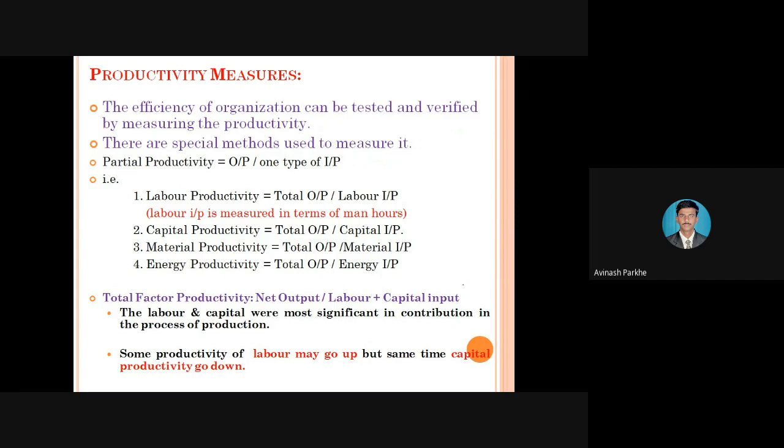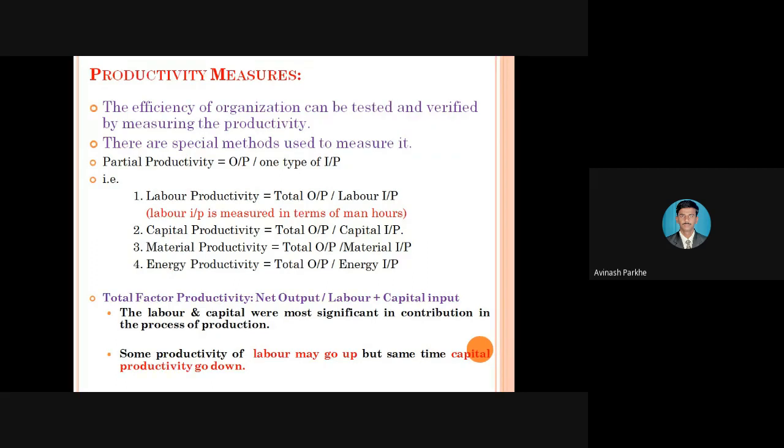We know that there are so many input parameters. For example, labor is one of the inputs, then capital investment is also an input, material, raw material, is also an input, then energy is also an input. That means so many inputs are there. If all these inputs work together, then only there is one output in the form of finished products or finished goods.